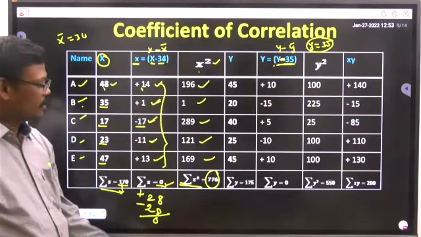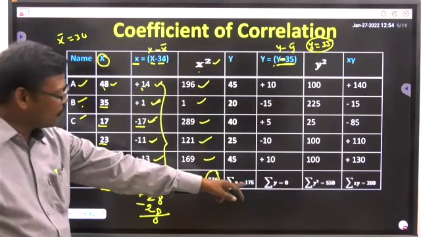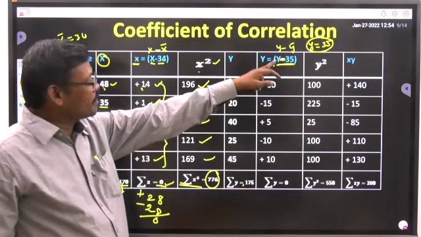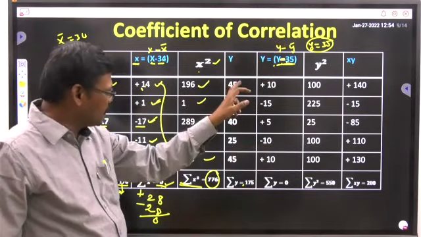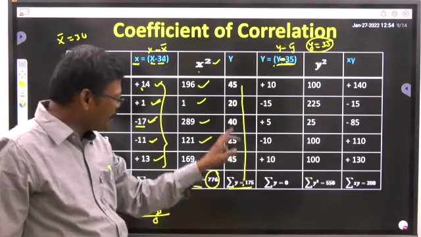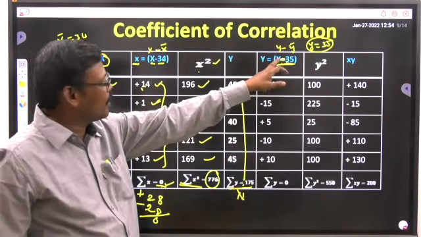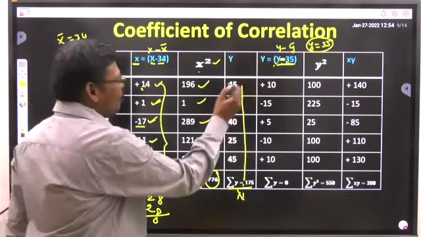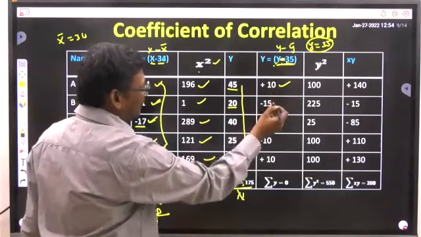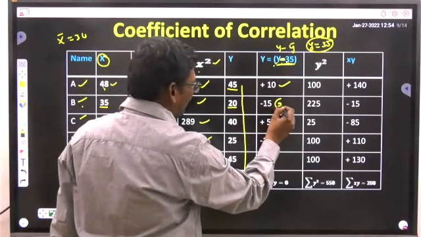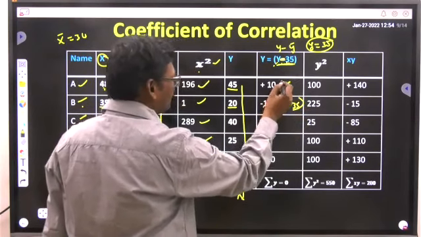Like that, these are the y values. Sigma y is equal to 175. Y bar is the sum of y divided by n, so 175 by 5 is 35. So this is y minus 35. 45 minus 35 is plus 10. 20 minus 35 is, automatically, minus 15.